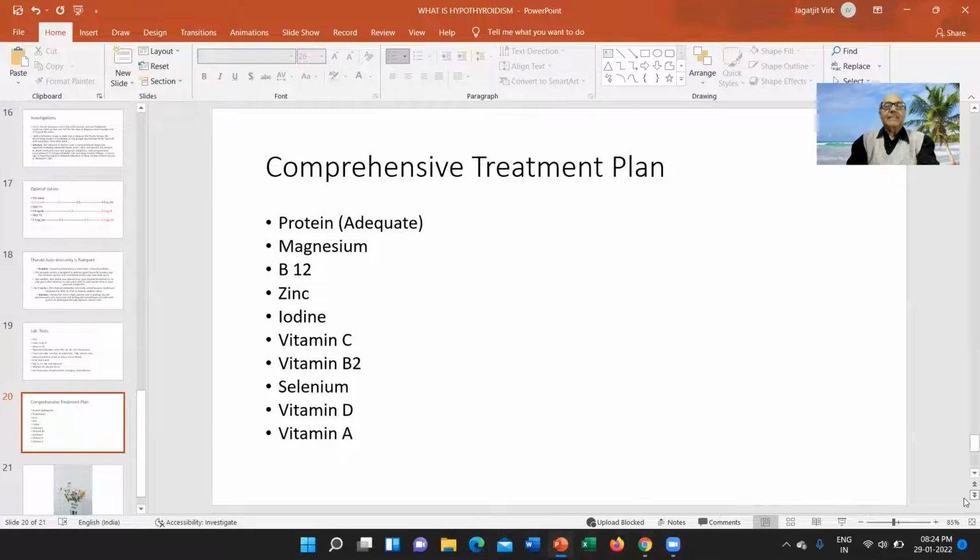The comprehensive treatment plan also includes adequate protein, magnesium, B12, zinc, iodine, vitamin C, vitamin B2, selenium, vitamin D, and vitamin A. All these are required for a good thyroid gland. If we give all these preliminary requirements of a thyroid gland, we can get over hypothyroidism in a nice and adequate way.